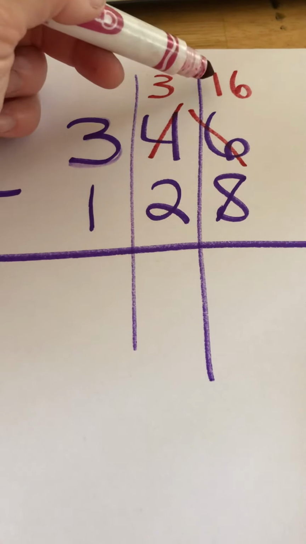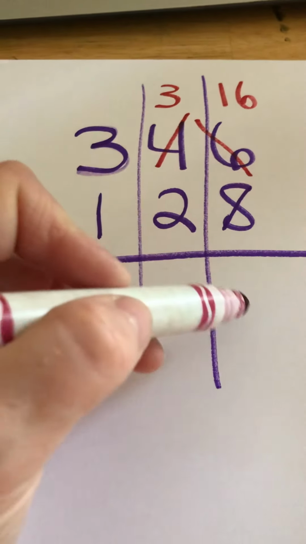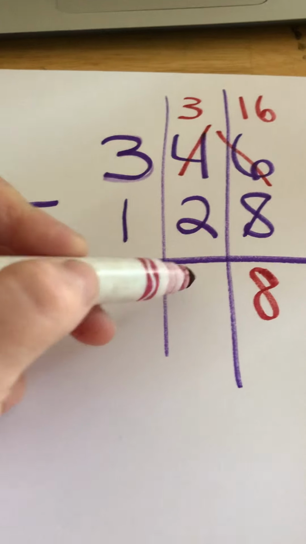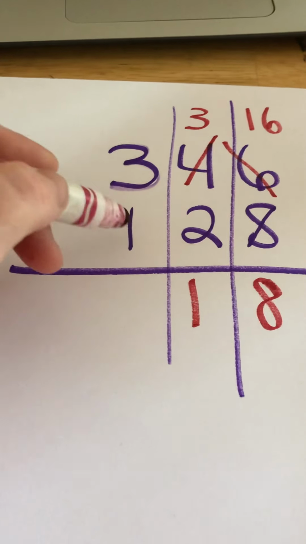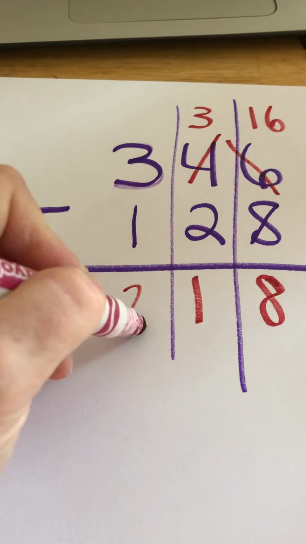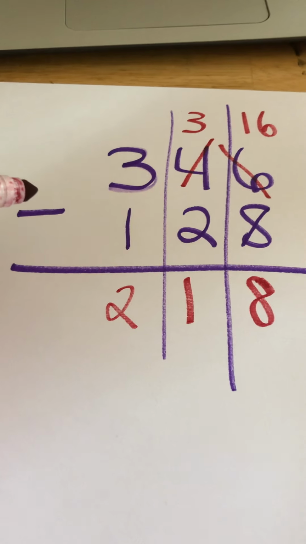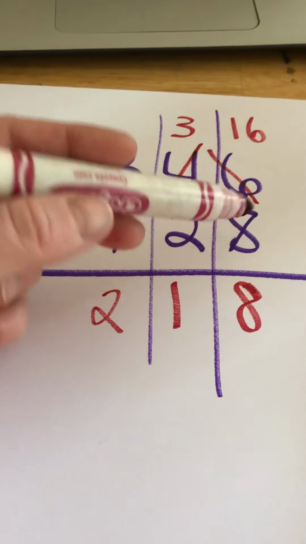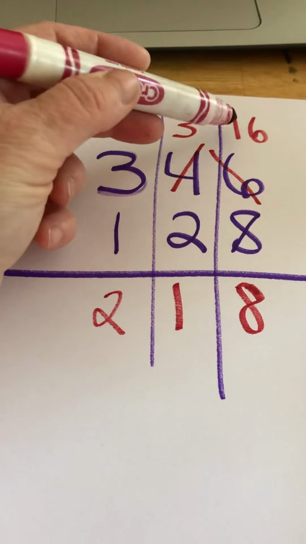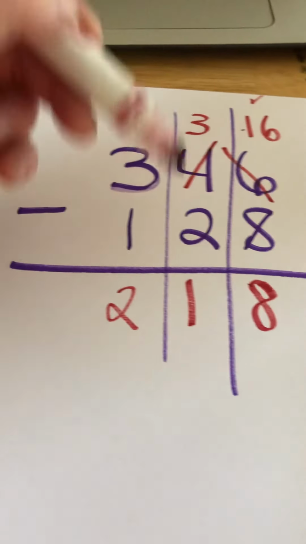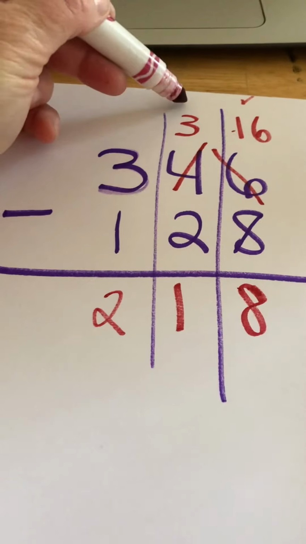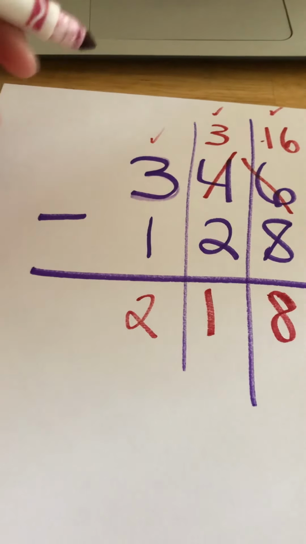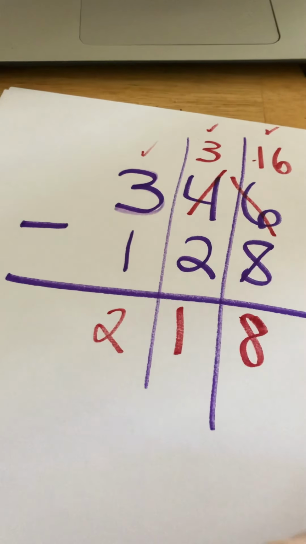Then I can subtract. 16 minus 8 is 8. 3 minus 2 is 1. And 3 minus 1 is 2. Don't forget that you can check it really easily by starting at the bottom and adding up. So is 8 plus 8 16? Yep, we're good. Is 1 plus 2 3? We're good. And is 2 plus 1 3? So we must have done that one correctly.